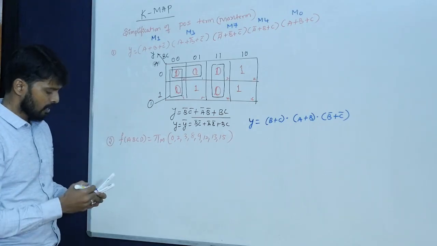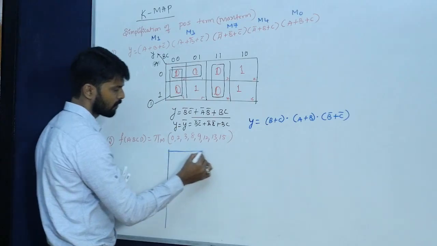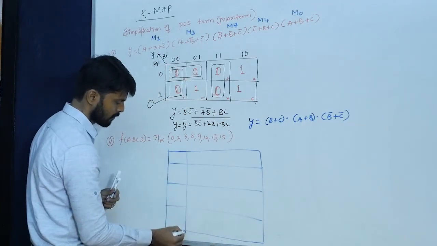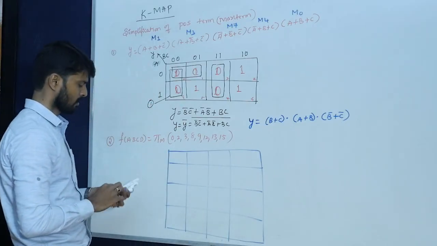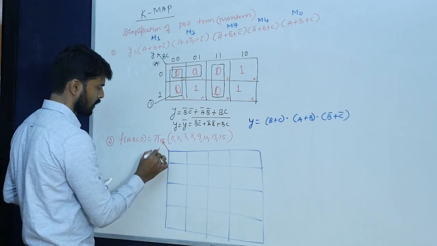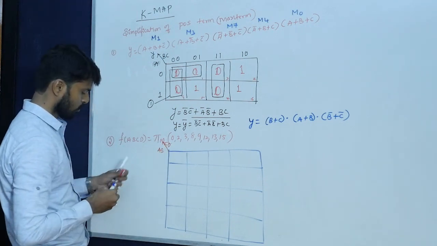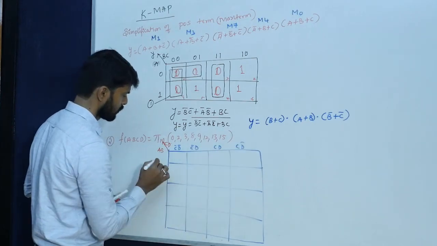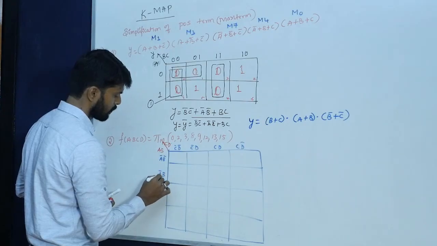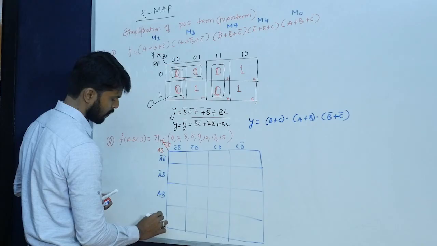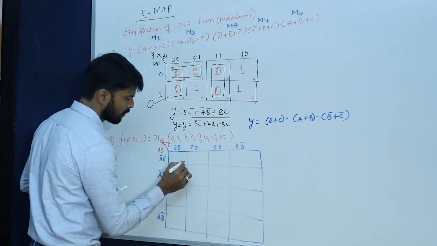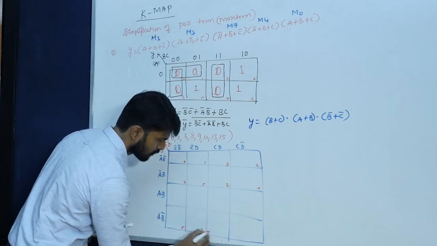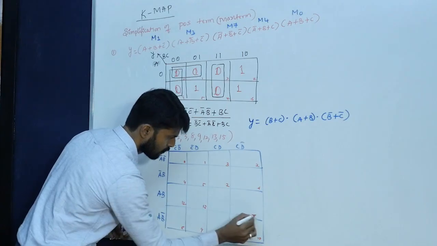Similarly, this is for the 8 cell. If we want to do it for the 16 cell, this is the 16 cell we require because it contains 4 variables. So here also I will do the same procedure. Again I will take AB this side and CD this side. So here I will take C bar D bar, C bar D, CD, CD bar. Again here A bar B bar, A bar B, AB, AB bar. So here first I will number 0, 1, 2, 3, 4, 5, 6, 7, 8, 9, 10, 11, 12, 13, 14 and 15.